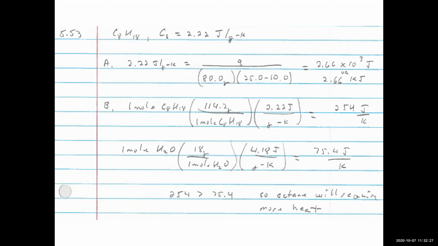For water, that molecular weight is 18. So 16 for the oxygen and 2 times 1 for the hydrogen. So we convert the 1 mole of water into grams of water, and then use that 4.18 value that we had looked up earlier, and we see 75.4 joules per Kelvin. So what that tells us is the octane requires quite a bit more heat than the water does, because it's 254 versus 75.4.